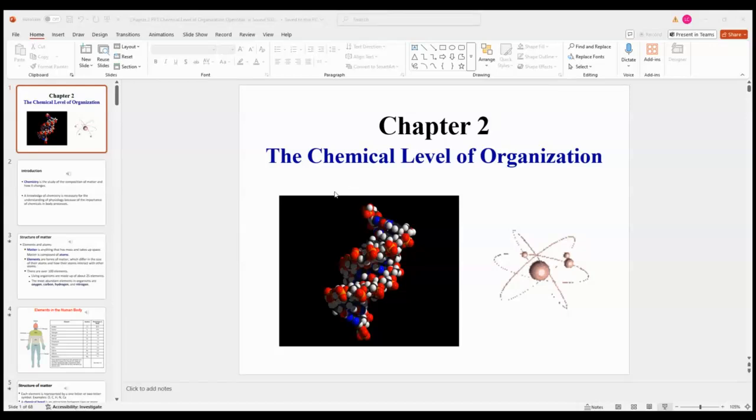This rule of the 2 in the first shell, 8 in the second, 8 in the third, that's called the octet rule. Oct means 8 of something, like an octopus has 8 appendages.